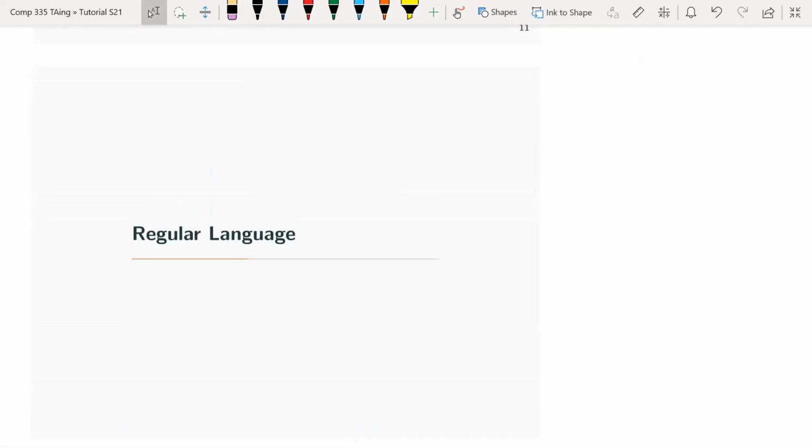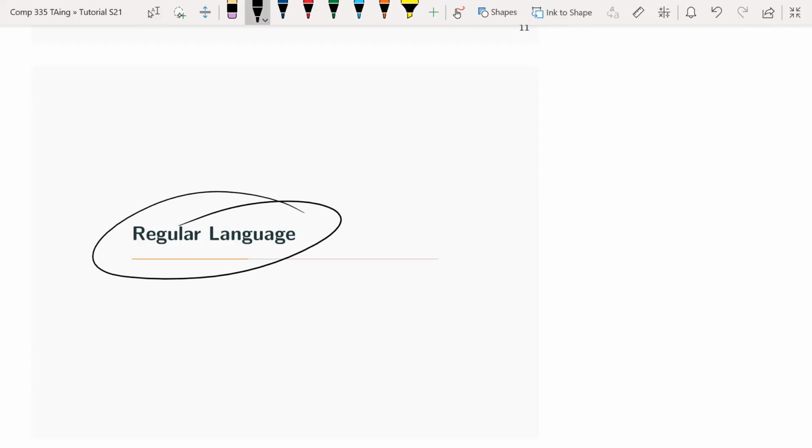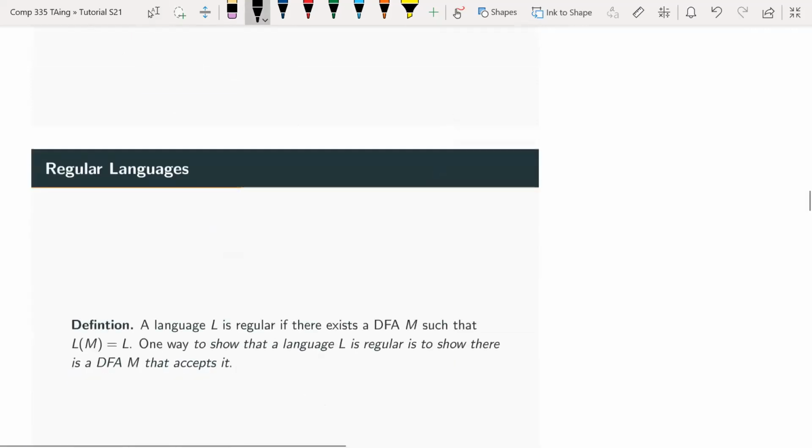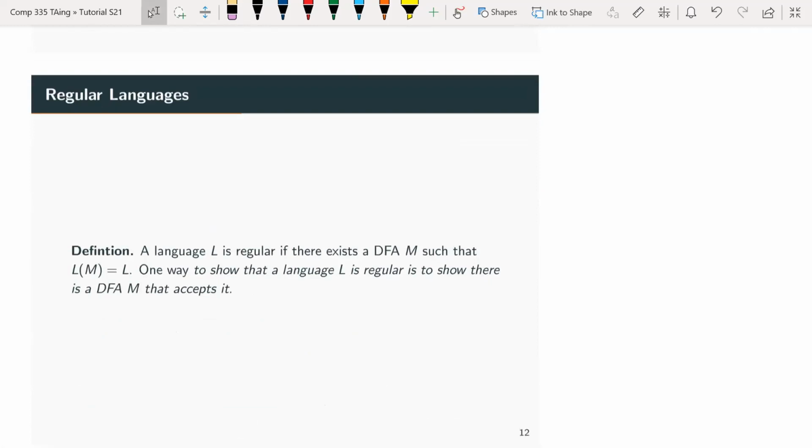All right, so now we've looked at DFAs. In theory, of course, you need to practice, but you're more or less comfortable with what languages are accepted by DFAs and how to create DFAs that accept languages. Now we're going to talk about a more abstract concept, regular languages, which was introduced in the last lecture. So what is a regular language? The very simple definition: a language L is regular if there exists a DFA M such that the language accepted by M is equal to L.